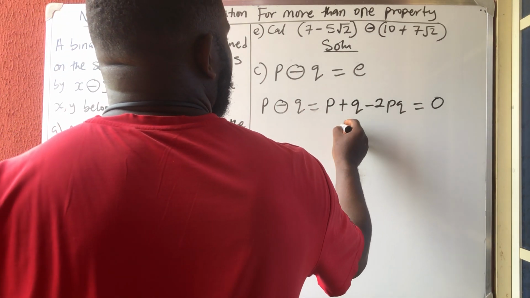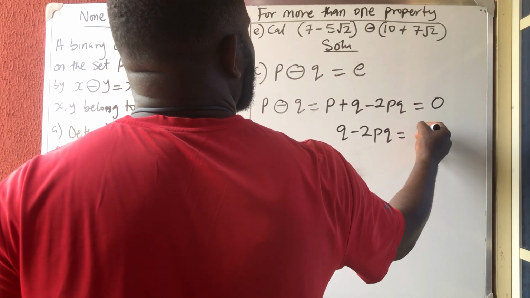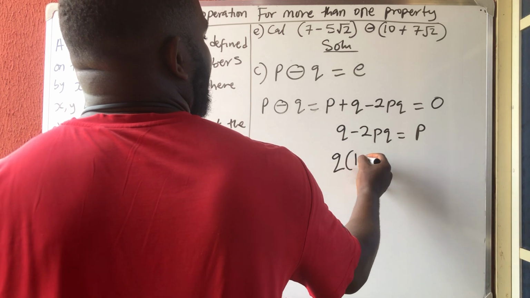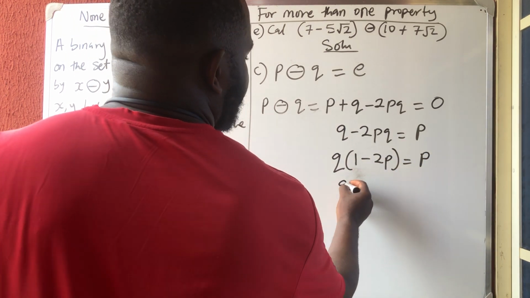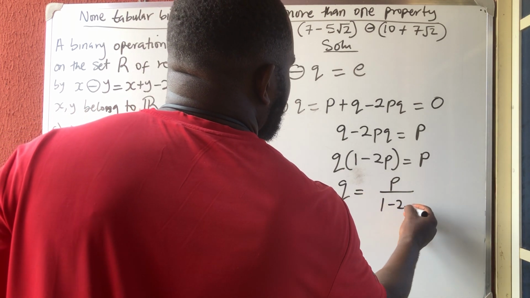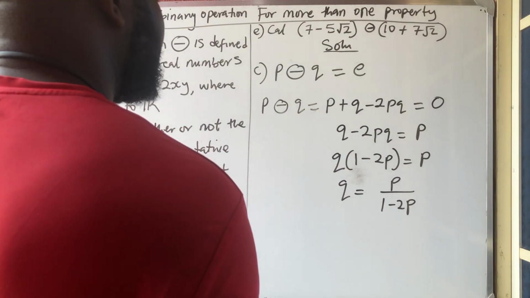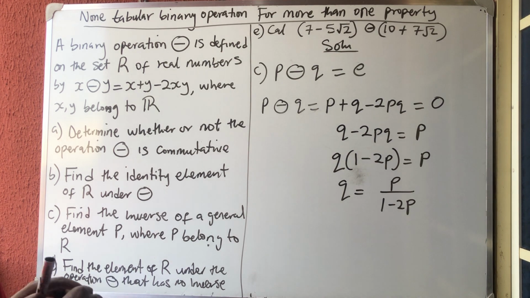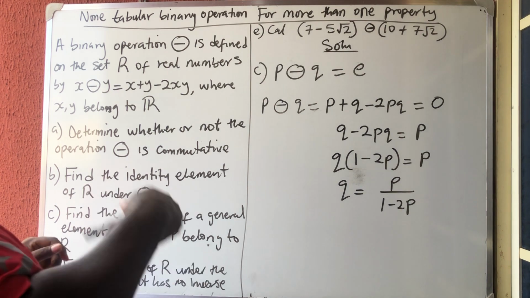So we now have that Q minus 2PQ is equal to, this one can go here to have P. Okay, so if I factorize, Q is common here. I'm having 1 minus 2P is equal to P. So if I leave Q to stand alone, I'm going to have P over 1 minus 2P. So this is the inverse of P. We have gotten it to be the inverse of P.